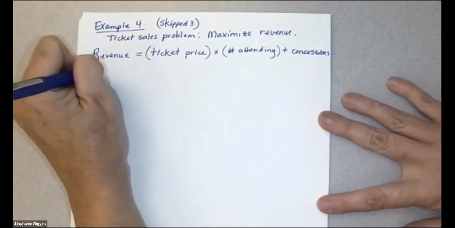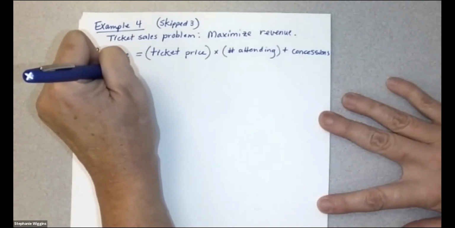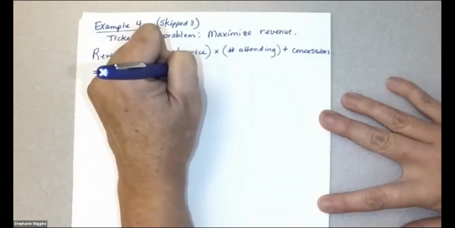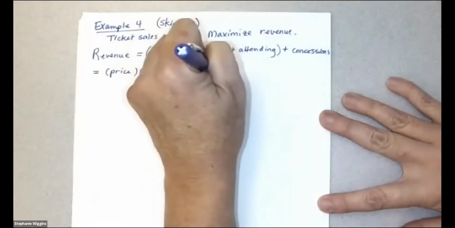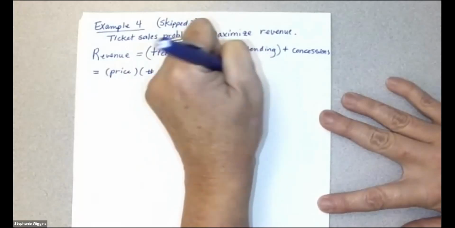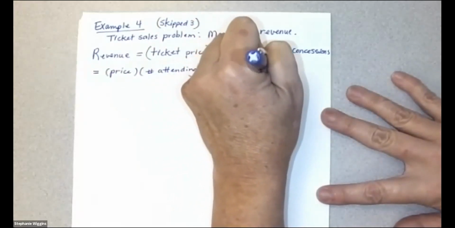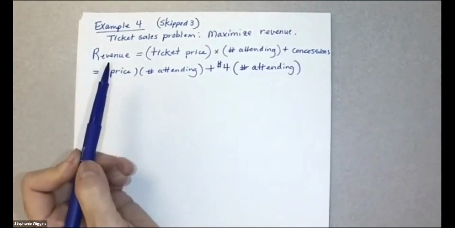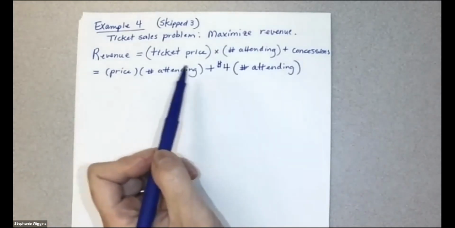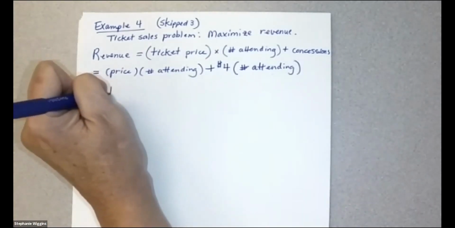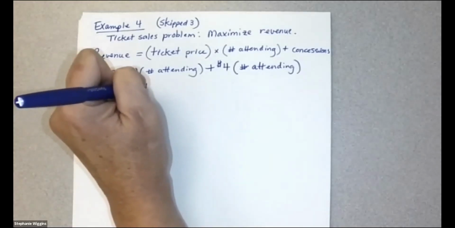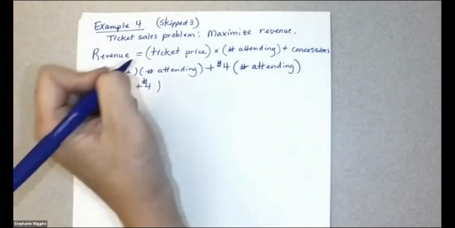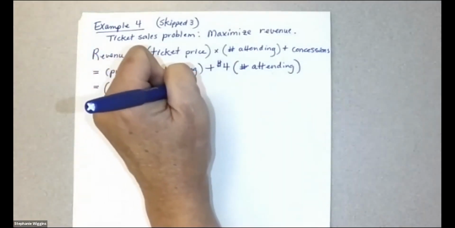So this is going to equal the price times the number attending, plus the $4 times the number of people attending. Okay? So we have a common factor here, so we can write this as the price plus $4, combining the price and the $4, times the number attending.